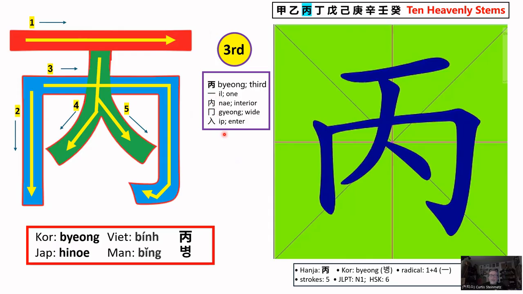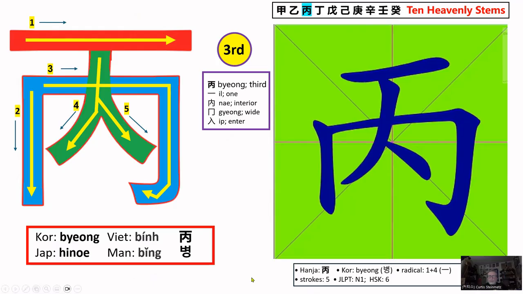Now, the most important thing about decomposing this character is that the previous two characters were themselves radicals. This character, byeong, has a radical. So every Hanja either is a radical or has a radical. And if it has a radical, it means part of the character is a radical. And the part of byeong that is the radical is this red part up here, this single horizontal stroke.